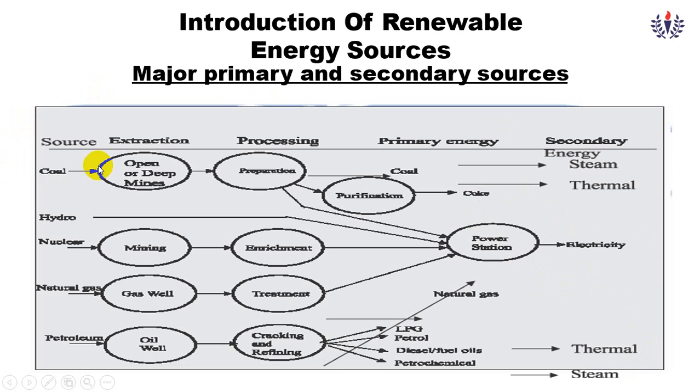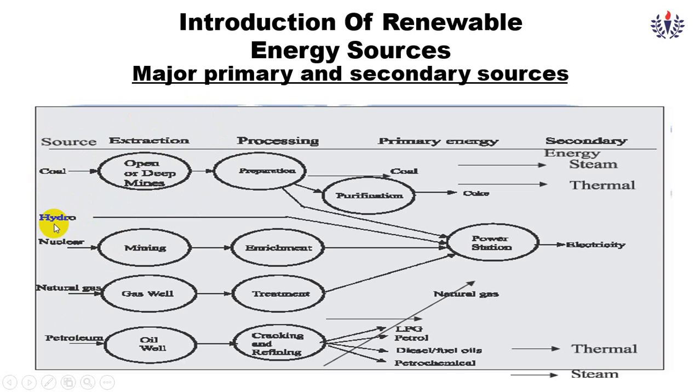So here you can see what the sources are. Source can be coal, hydro, nuclear, natural gas and petroleum. So these are all non-renewable energies actually. Later we'll be seeing the renewable energies. So how is it extracted? The coal is extracted by deep mining. I think in Orissa Talcher is there, and in South India maybe Neyveli is there for generating this coal.